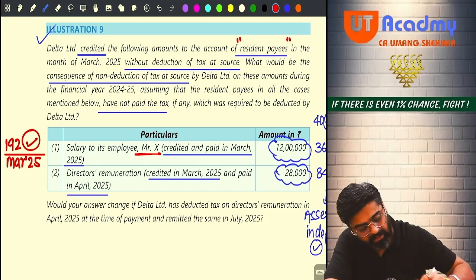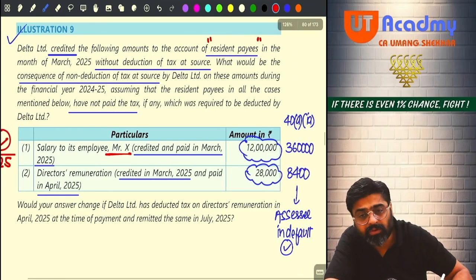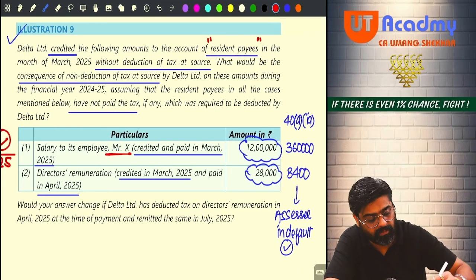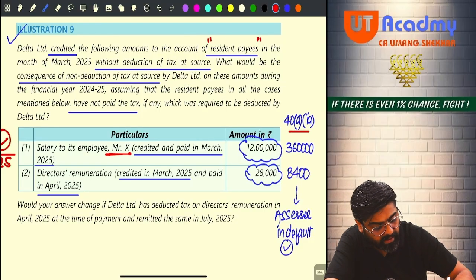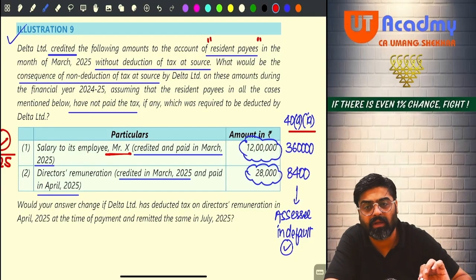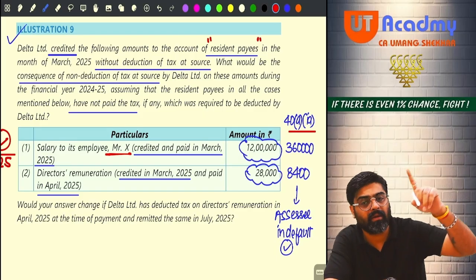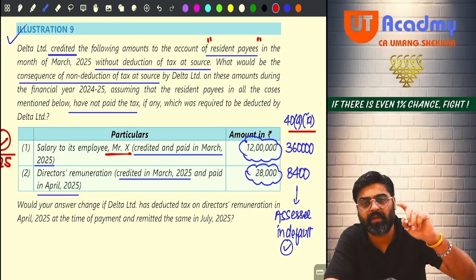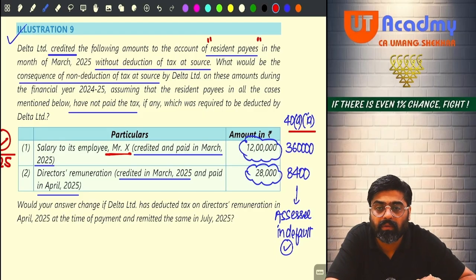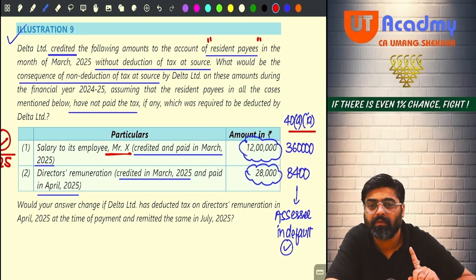No. Meaning that now on this 12 lakh, a disallowance will be attracted under section 40(a)(ia). As per that disallowance, the entire payment cannot be claimed as a deduction. 30% of that payment will now be disallowed. So how much will be 30% of 12 lakh? It will be 3 lakh 60,000. So Delta Limited cannot claim a deduction of the full 12 lakh salary. 3 lakh 60,000 of salary will be disallowed.